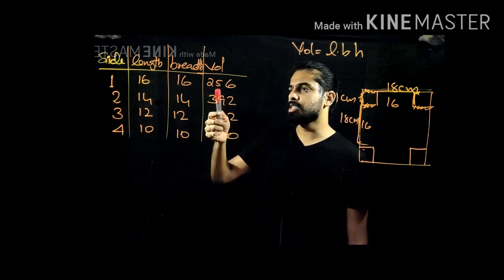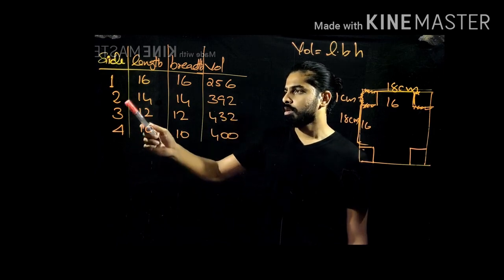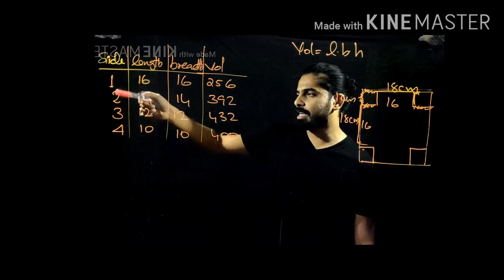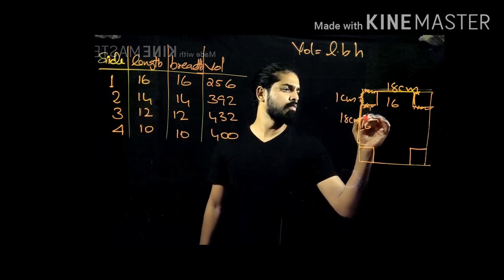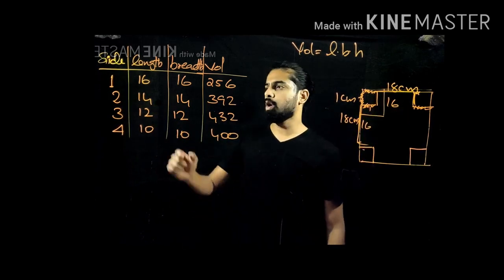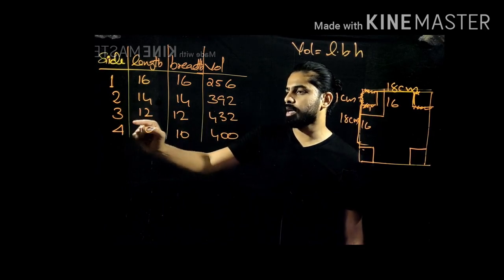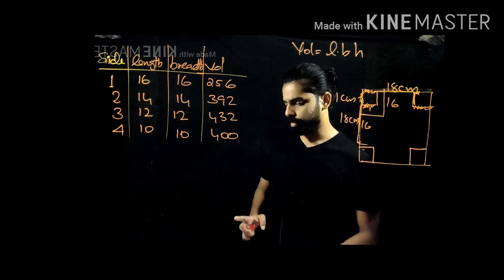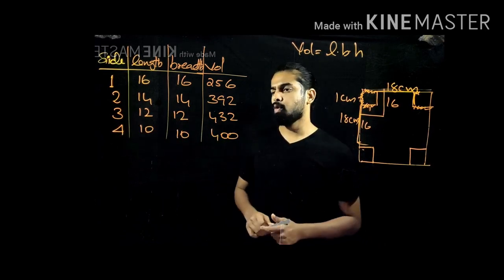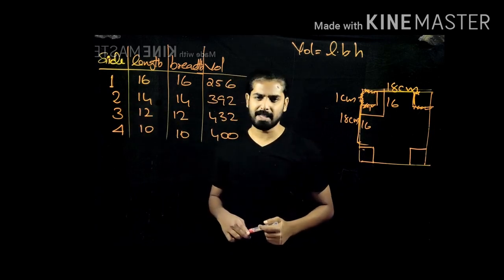At 1 centimeter it is 256. When it was 2, the volume is 392. You can see that the volume is increased. If the side of the square increased from 1 to 2, the volume increased from 256 to 392. And at 3, the volume was 432, and at 4, the volume was 400. So the volume decreased after 3. At 3, the volume was maximum.